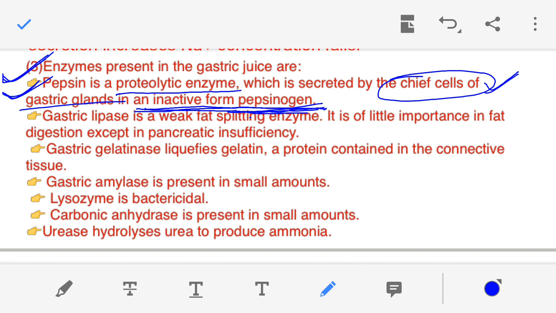When I deliver the lecture on digestion in the stomach, at that time I will explain how this pepsinogen is activated and how it is converted into pepsin.